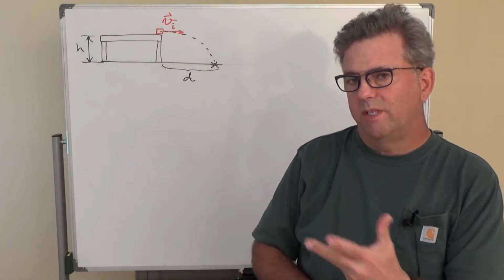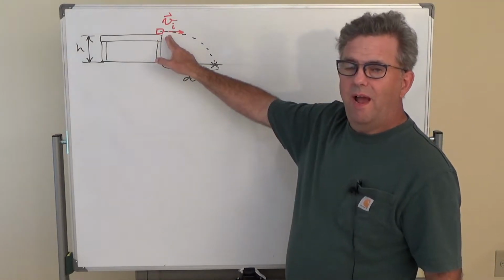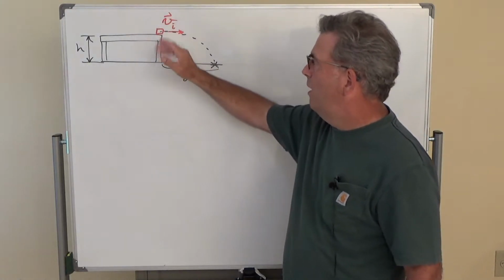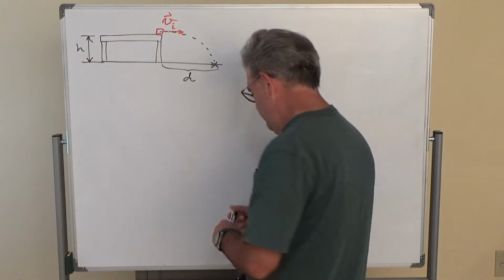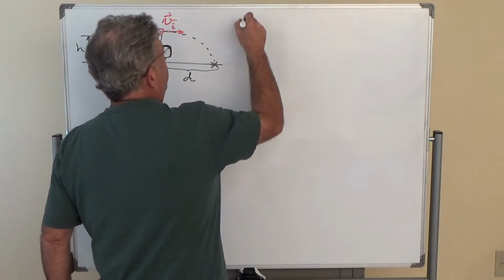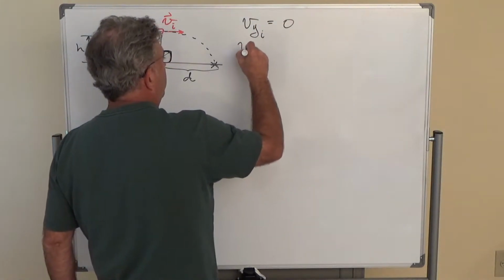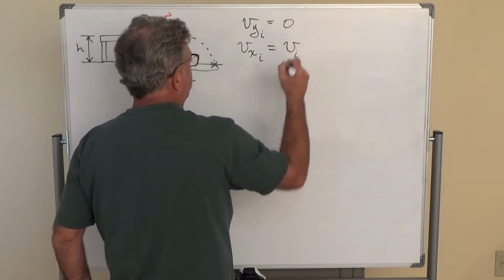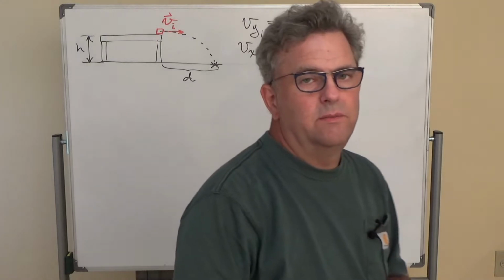Here's what's happening with this. The only velocity that you have is in the X direction. It slides off this way. There is no initial velocity in the Y direction. So Vy initial is equal to 0. Vx initial is just equal to V initial.